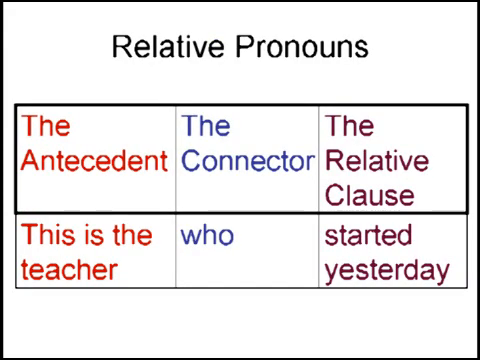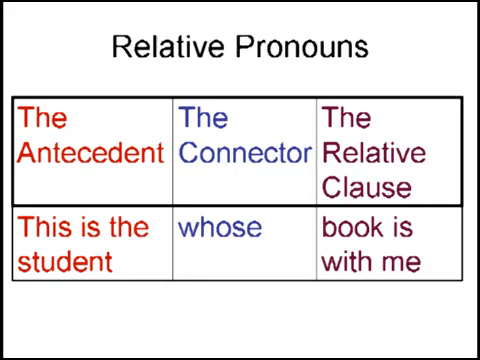In this sentence, you can notice that the connector, who, is suitable for the animate antecedent, the teacher, which also functions as the subject in the sentence. Then, the relative clause in this sentence follows to describe or to modify the subject, the teacher, by identifying her or him as the one who started yesterday.